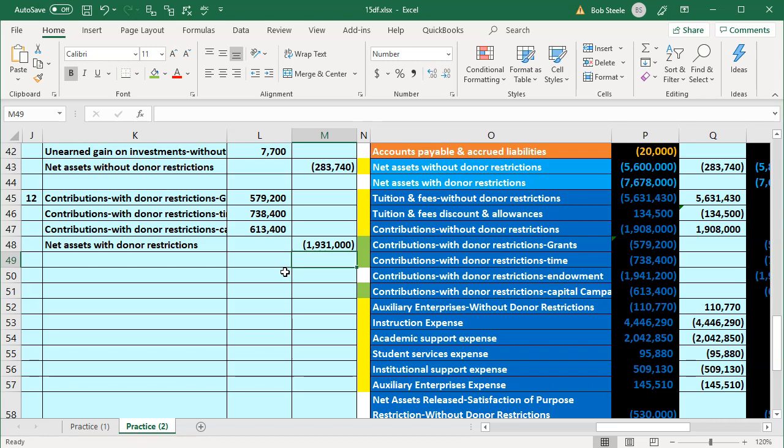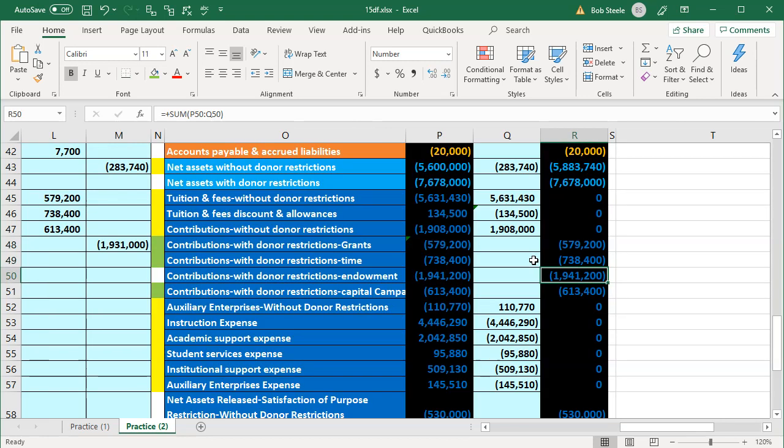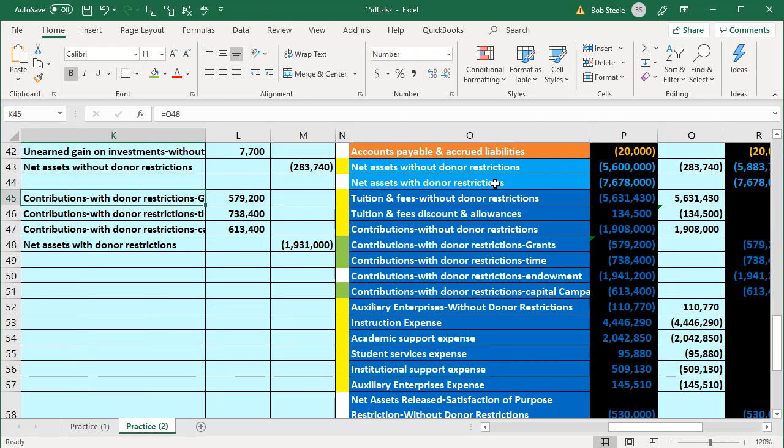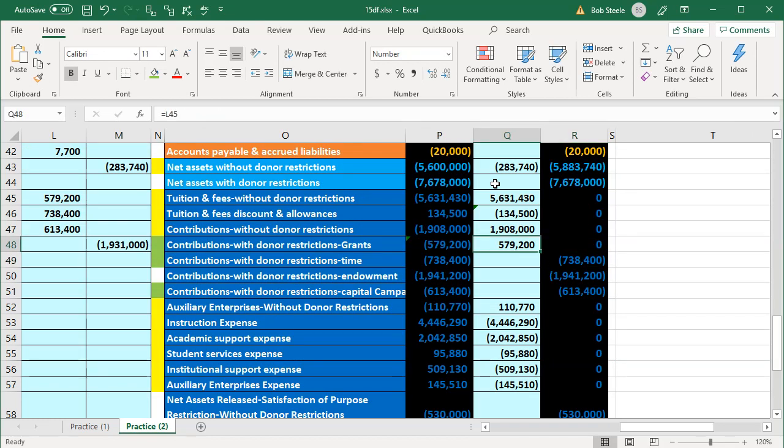Let's post this out. Let's see if it does what we expect it to do. And once again, what do we expect it to do? We expect these accounts to go down to 0 and the difference to be posted to the net assets with donor restrictions. All right, let's do that. We're going to say contributions with donor restrictions for the grants. That's going to be cell Q48 equals, and we're going to pick up that 579,200, bringing it to 0.